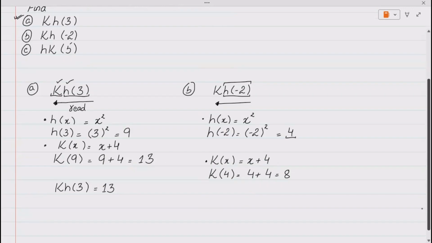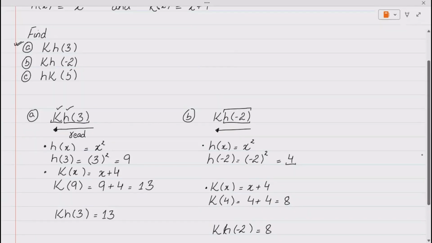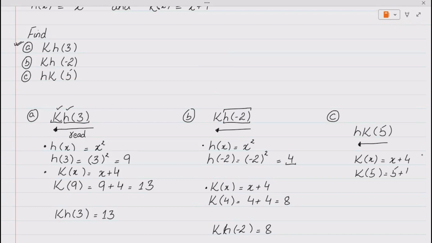Okay. So at the end, we got k h of minus 2 is 8. Now, in part C, there is a little difference. The difference is now they are asking me h k 5. So again, we know that we read it from right to left. So first, we use k of x because we have to find k of 5. So k of x is x plus 4. So k of 5 is 5 plus 4, which is 9.